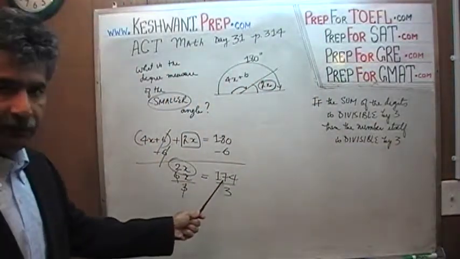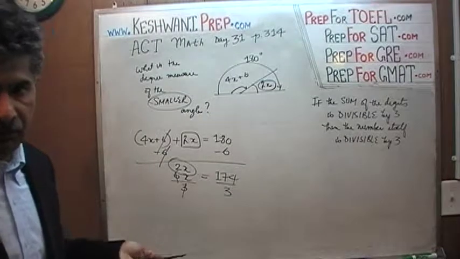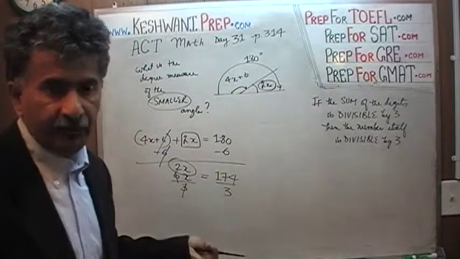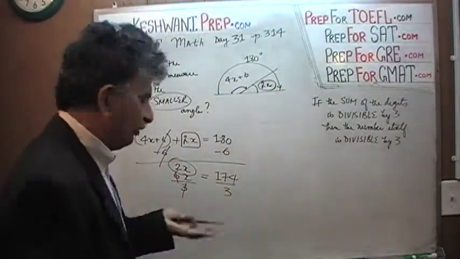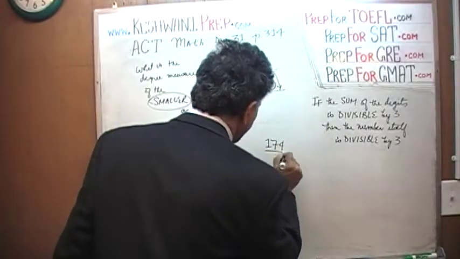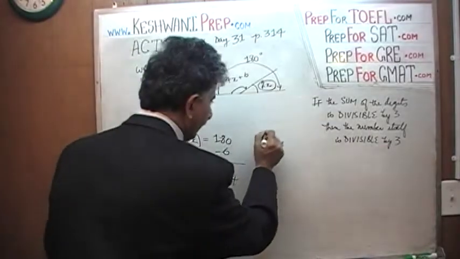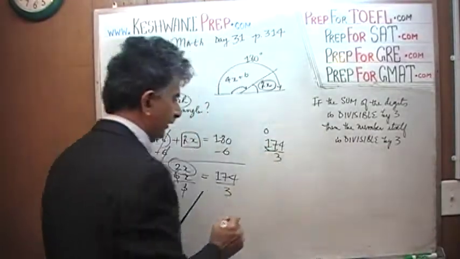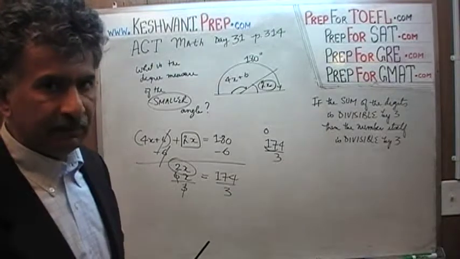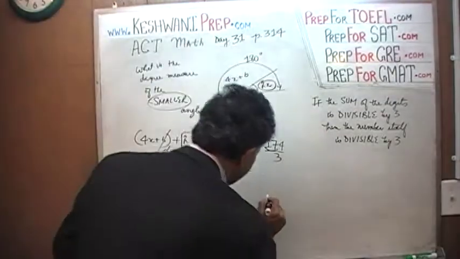1 plus 7 is 8, 8 plus 4 is 12. 12 is divisible by 3, so 174 is divisible by 3. Of course it will have to be divisible by 3 because if you look at the answer choices, they are all whole numbers. We're going to divide it right here. 174 divided by 3. How many 3's in a 1? 1 has no 3's, so that 1 is going to join the 7 and become 17. How many 3's in a 17? 17 has 5 3's. 5 3's are 15.